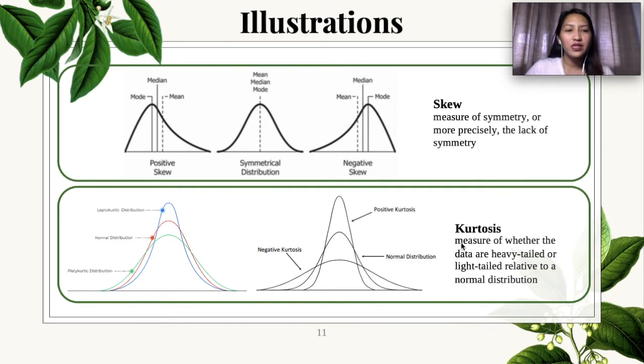For the kurtosis naman, ito yung kung gaano ka-heavy or ka-light nung tail ng ating data. So, meron tayo dyang negative, may normal, at may positive. Leptokurtic, normal, and platykurtic distribution.